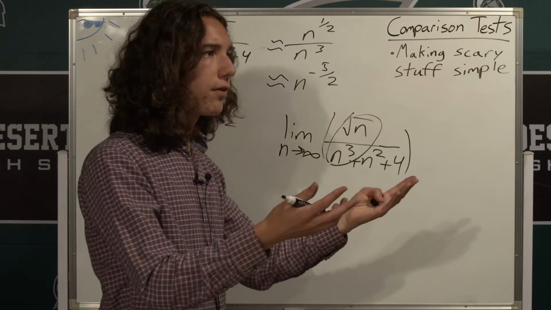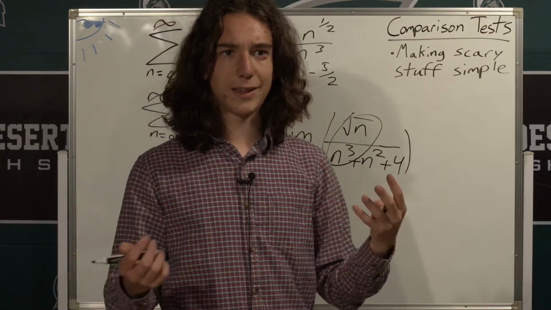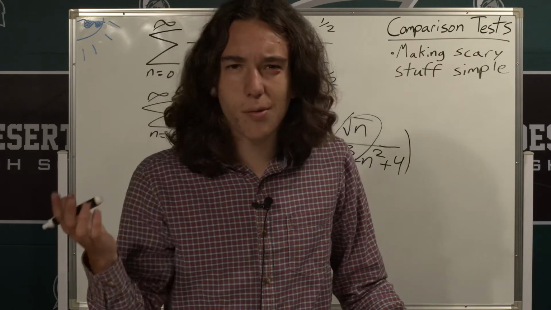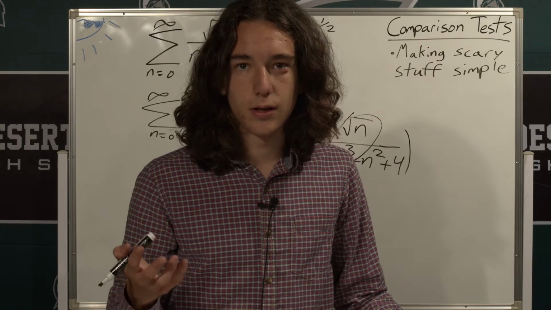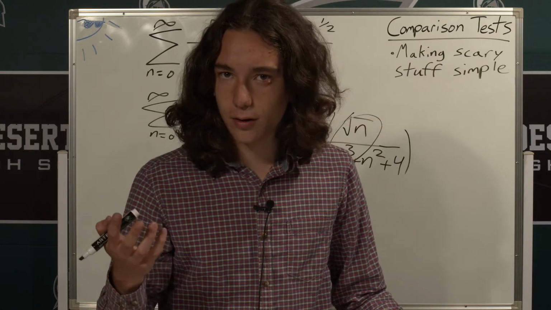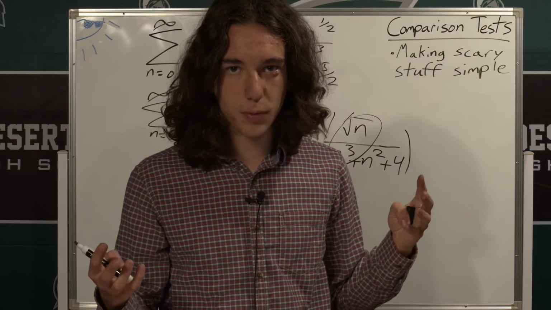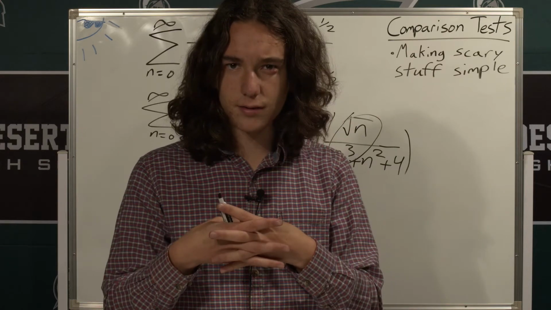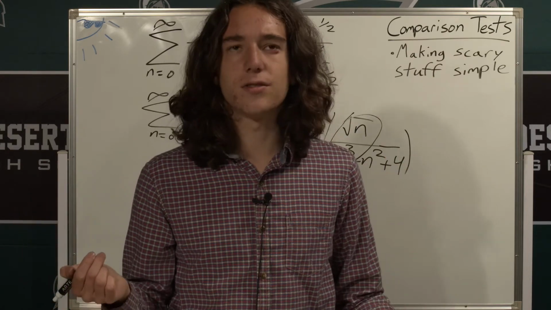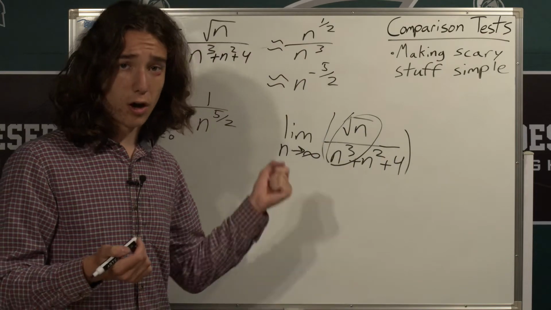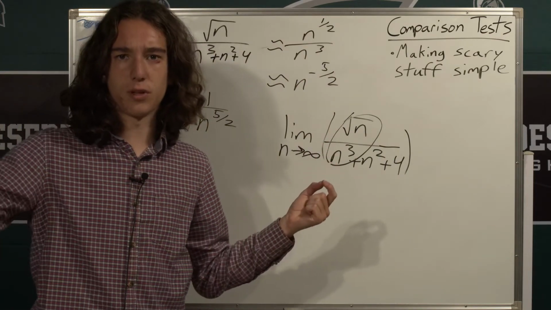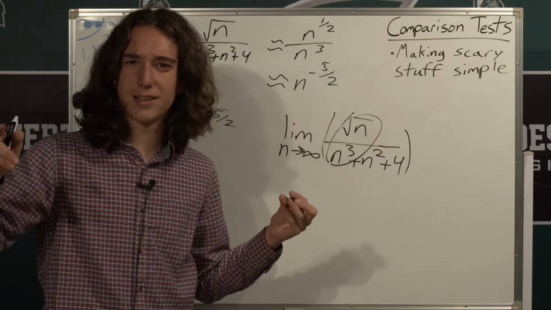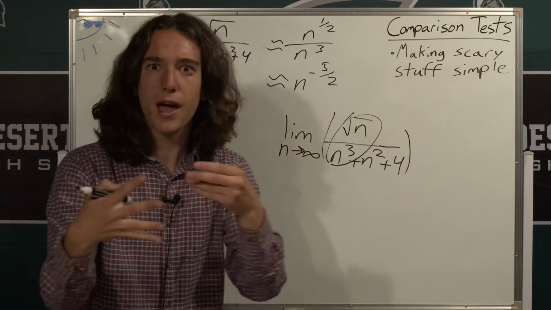And if the limit of them is the same, the terms basically become the same thing on the scale of infinity, then their convergence and divergence behavior should also be the same. Because it wouldn't make any sense if something that got really big was the same as something else that got really big, but the second thing didn't get really big. If they're the same, they have to do the same thing.